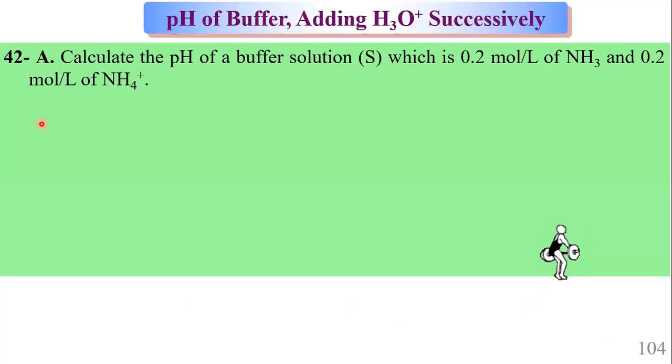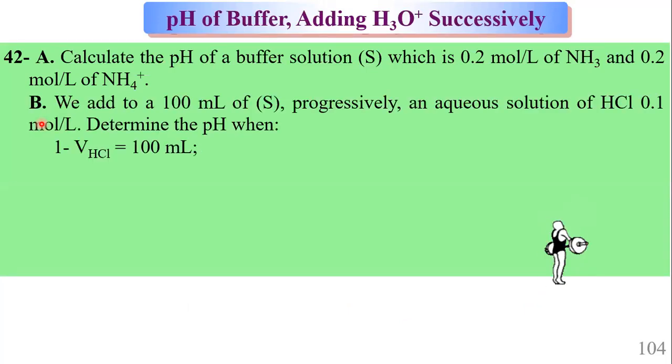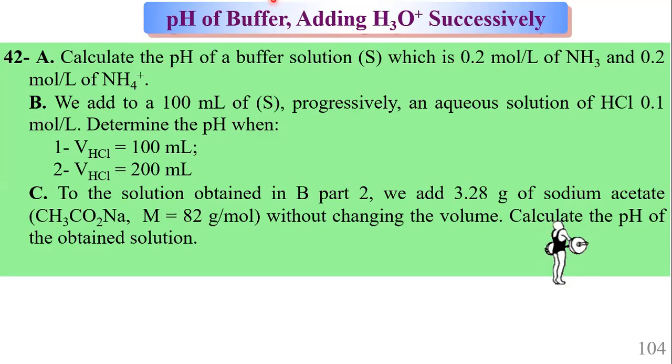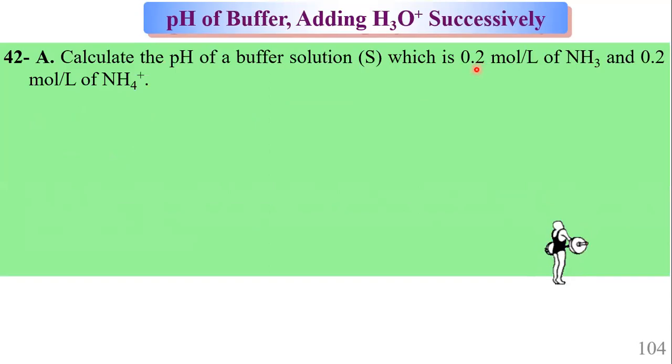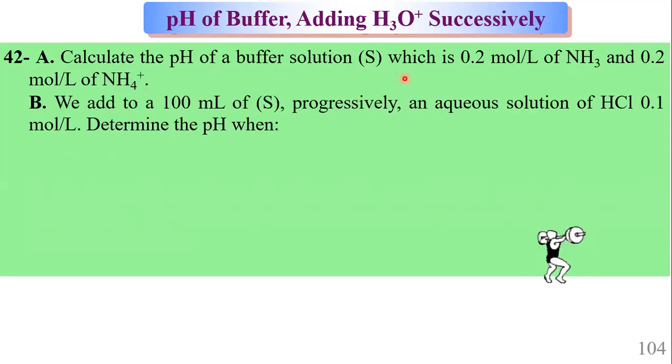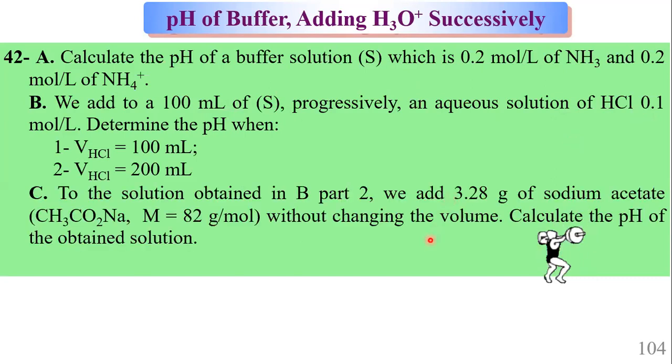All right, now number 42 is again a three-part question, and we have a buffer, first of all, and this buffer is 0.2 mole of ammonia with 0.2 mole of the ammonium ion. So this is a weak base with its conjugate acid, okay? A weak base with its conjugate acid. Okay, to this buffer, we called it S, we're going to add progressively some 0.1 molar HCl. The first time we're going to add 100 milliliters, then we're going to add 200, and we're going to see, and then there's going to be part C of this question.